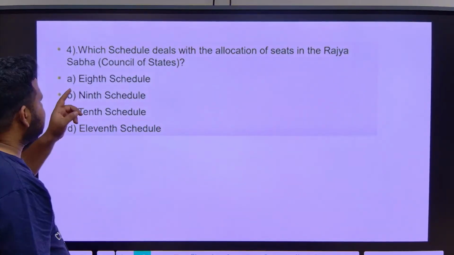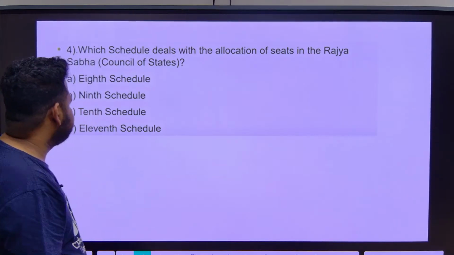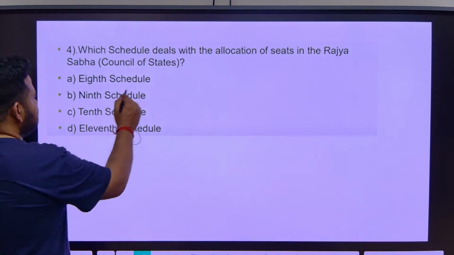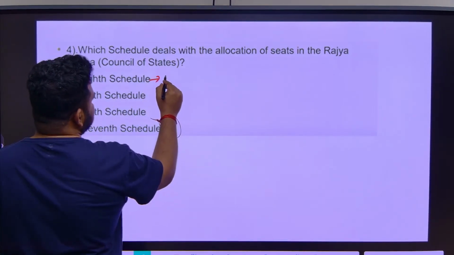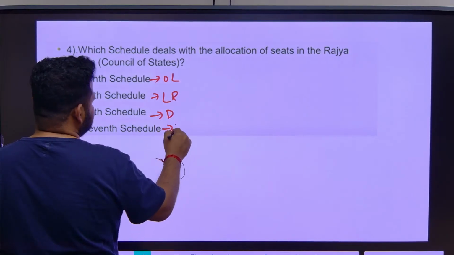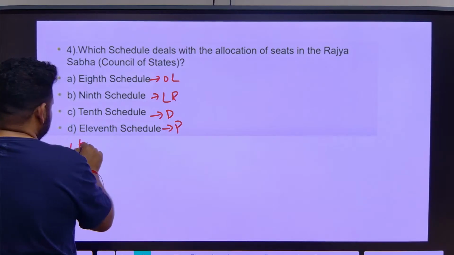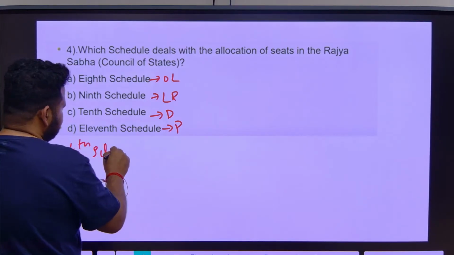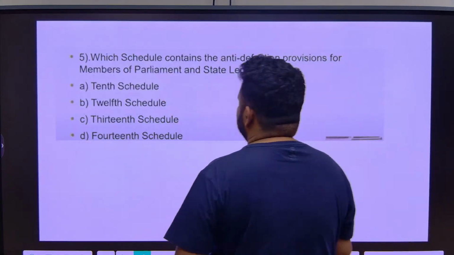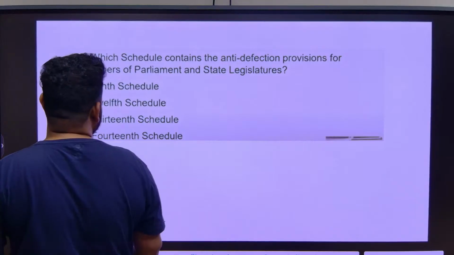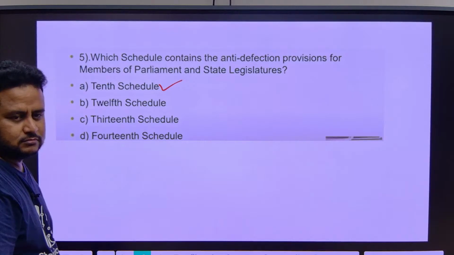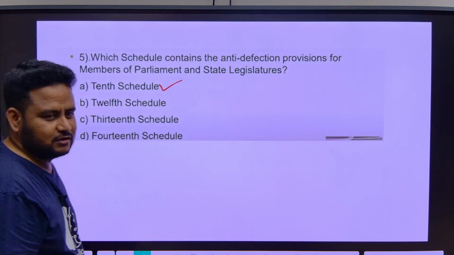Which schedule deals with the allocation of seats in the Rajya Sabha? It is not in the option. Now, 8th schedule is official language. 9th schedule is land reforms. 10th schedule is defection. 11th schedule is panchayat. Okay, it is 4th schedule. 4th schedule is talking about allocation of seats in the Rajya Sabha. Got it? Now, which schedule contains anti-defection provisions? 10th. Okay. What about 13th? There is no 13th schedule. There are only 12 schedules.